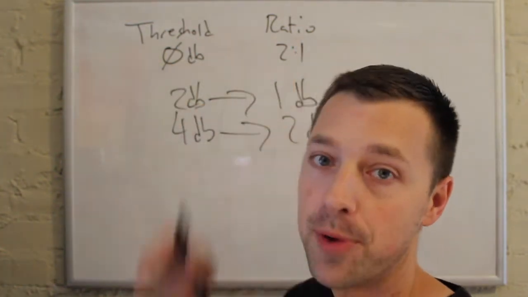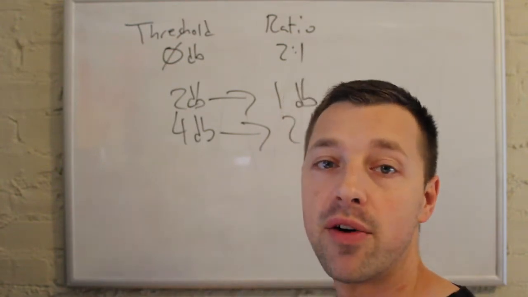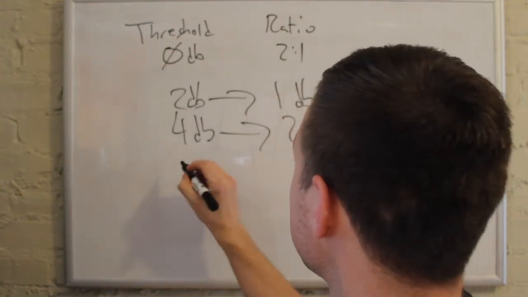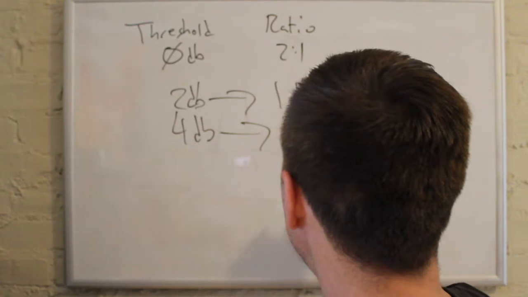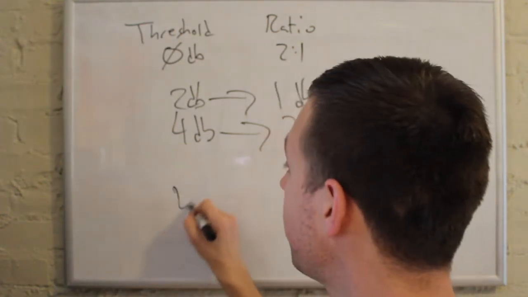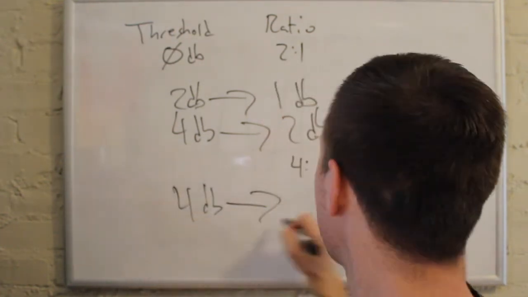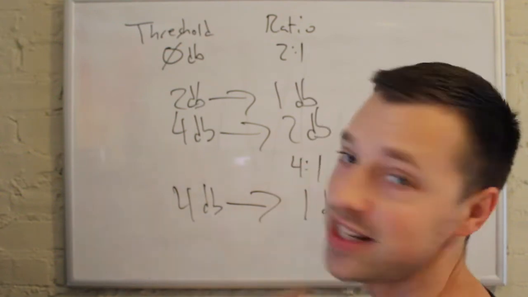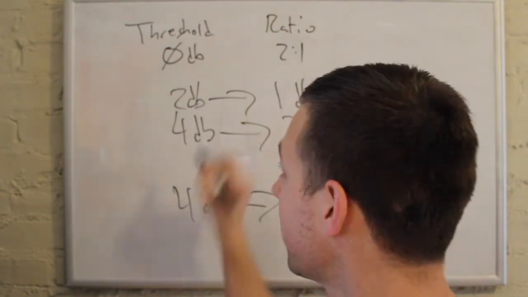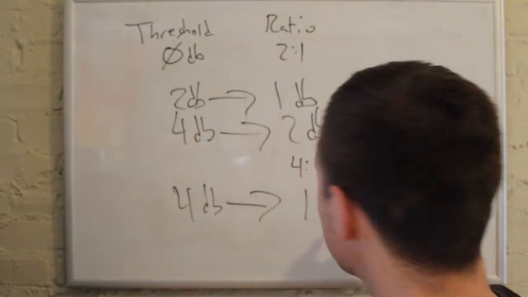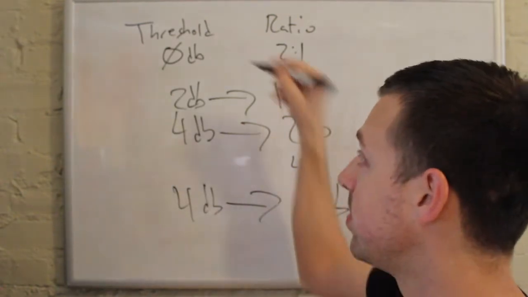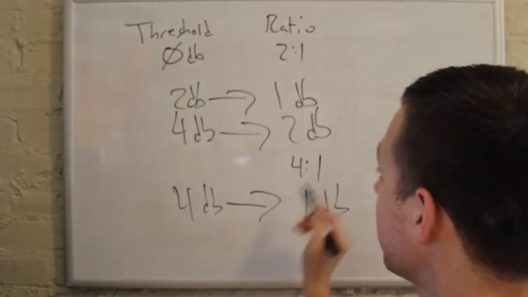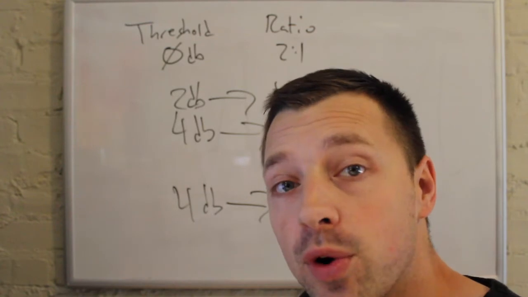Threshold, ratio. Let's say we change the ratio now to 4:1. If we put that same 4 dB in here, now it's going to come out as 1 dB. It was 4 dB louder than our 0 decibel threshold, so now it's going to come out 1 dB louder than that threshold because it was compressed at a ratio of 4:1.